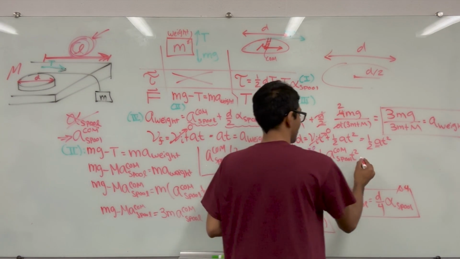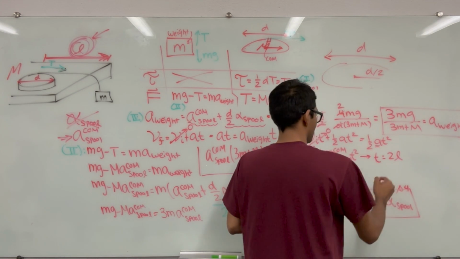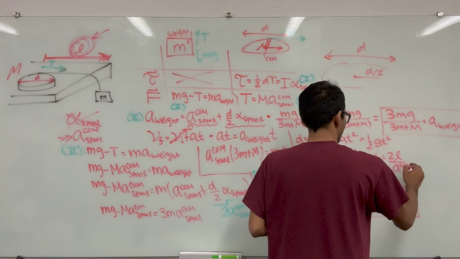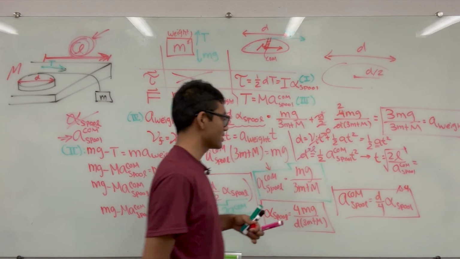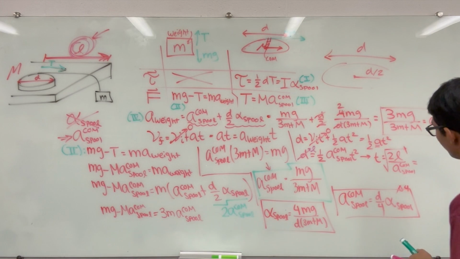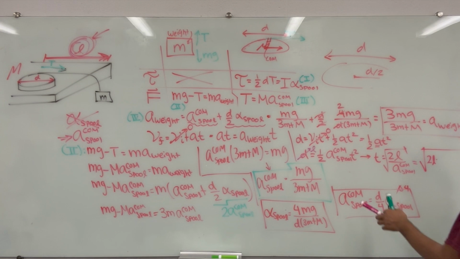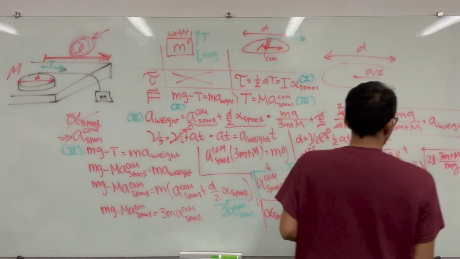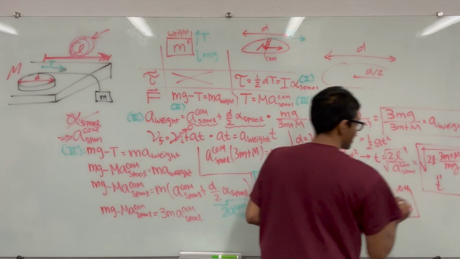Let's go ahead and solve for t over here. So t is going to be 2L divided by the acceleration of the center of mass of the spool, and this whole thing square rooted. Now, what is the acceleration of the center of mass of the spool? Well, we calculated that here. Just flip it over, flippity dip dip. So that is going to be 2L times (3m plus M) over mg. All right, so right there, that is the time it takes for the spool to traverse the distance L.